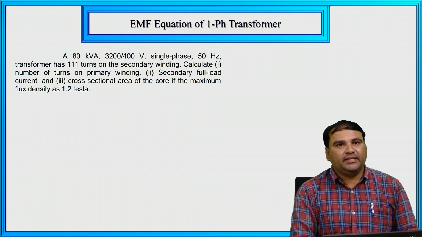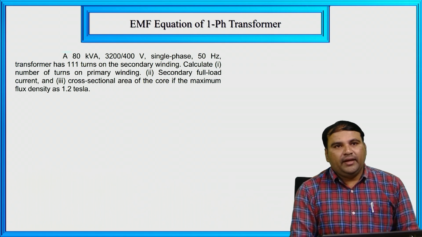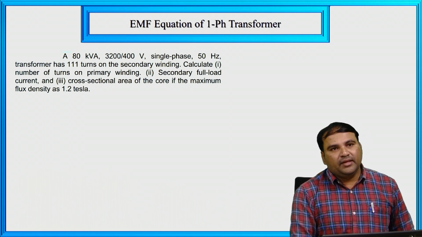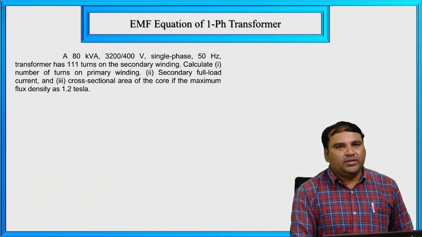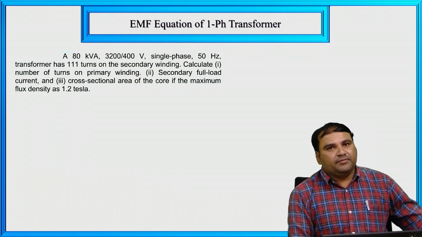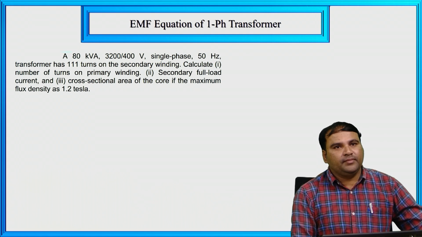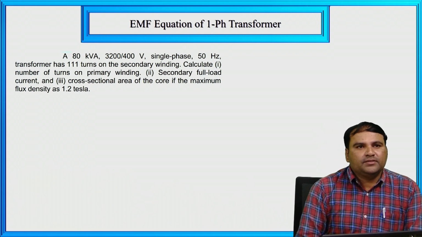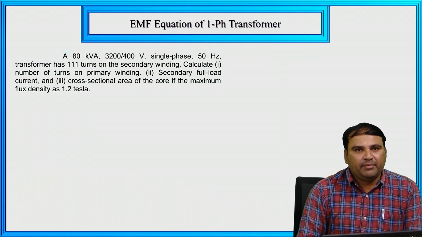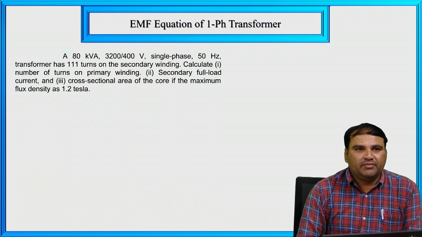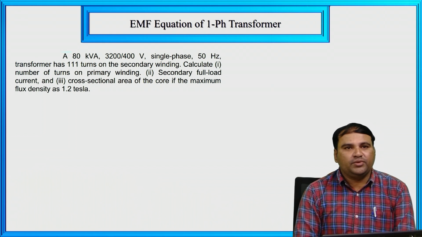And next we are having the 80 kVA. So here the power rating of the transformer is given: 80 kVA, 3200 by 400 volts, single phase, 50 Hz transformer has 111 turns on the secondary winding. So calculate the number of turns on primary winding, the second bit is secondary full load current, and the third one is cross-sectional area of the core if the maximum flux density is 1.2 Tesla.